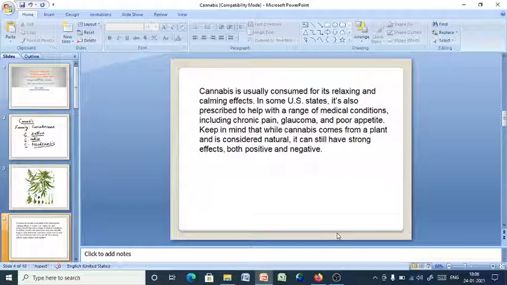Cannabis is usually consumed for its relaxing and calming effect. And they also have some medical properties also, because we can also use cannabis to relieve from chronic pain, glaucoma, poor appetite, etc. etc.